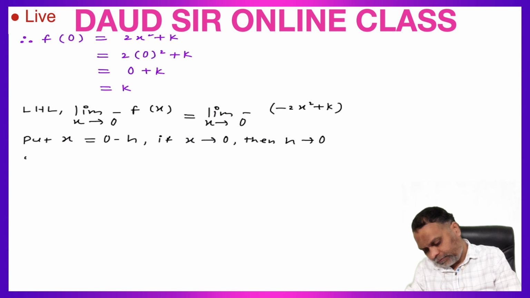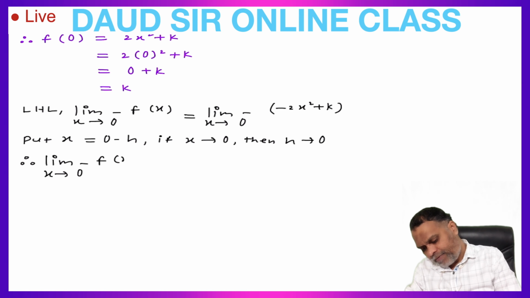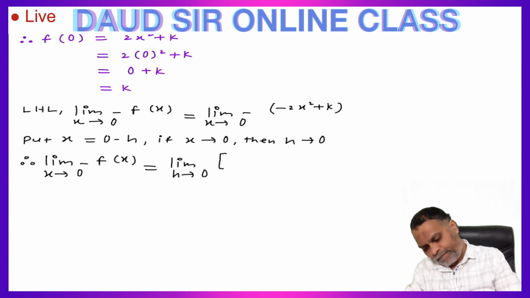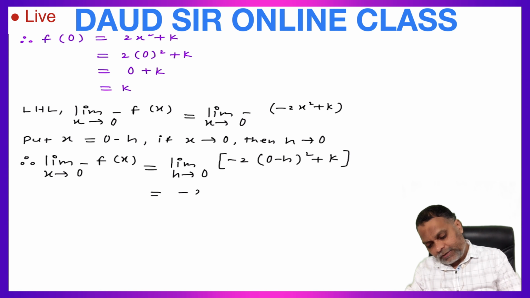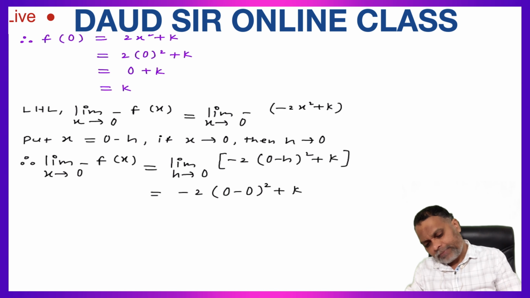Therefore left hand limit will become limit x tends to 0 minus f of x is equal to limit h tends to 0, this minus 2x is equal to 0 minus h whole square plus k. Simplify this, minus 2, put h is equal to 0, 0 minus 0 square plus k, minus 2 into 0, 0 plus k which is equal to k only.